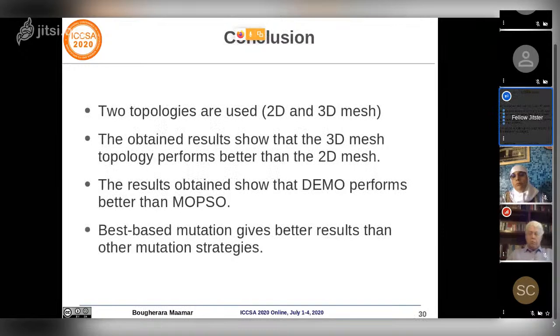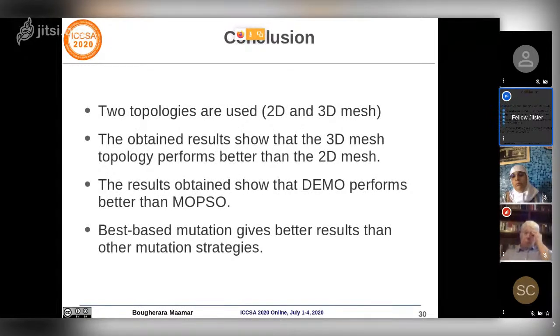Two topologies are used in the test, 2D and 3D. The obtained results show that 3D mesh topology performs better than 2D mesh, and that differential evolution for multi-objective performs better than multi-objective particle swarm optimization. Best-based mutation gives better results than the other mutation strategies.